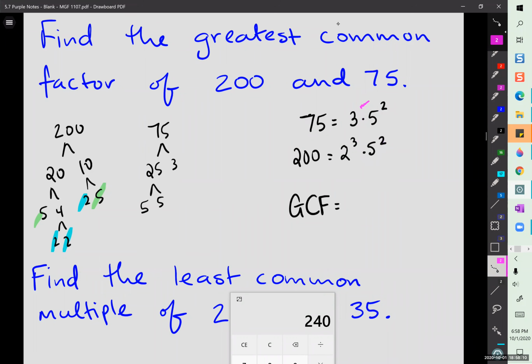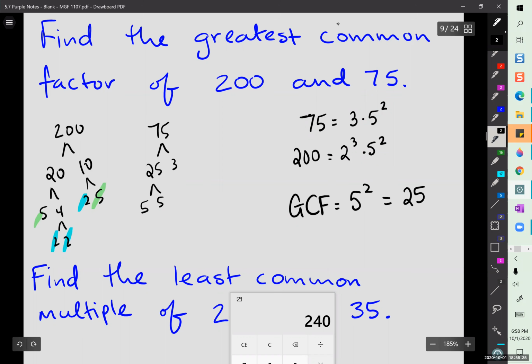Once you know you're going to keep the 5, the next thing you have to remember for greatest common factor is, even though it says greatest common factor, for those common primes, you choose the least possible exponent that appears. Now, in both of these cases, they're both squared, so we're not going to really have to make a choice, but if they're ever different, you choose the least one for greatest common factor. So that'd be 5 squared. It might be represented that way, or we might have to multiply that out and get 25.